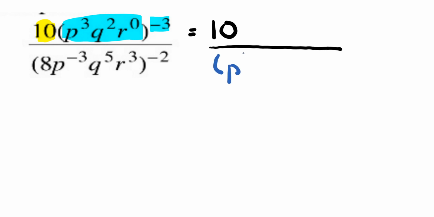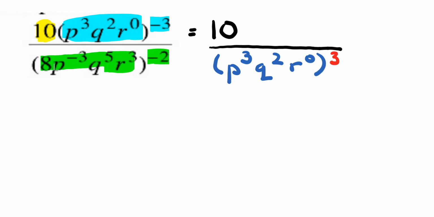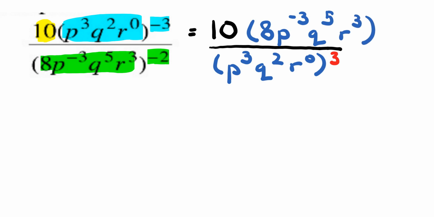the bottom as p to the power of 3 q squared r to the 0, and now we have a positive power 3. Okay, and on the denominator here there's a negative power there, so everything in the green bracket can now go on to the numerator, and we can have a positive power there. So what I mean by that is 8 p to the negative 3 q to the 5 r to the 3, and this will have a power of positive 2 now.